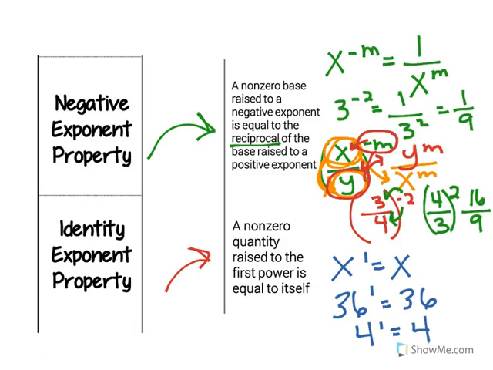So an exponent of 1 is always going to equal itself. And keep in mind, the exponent of 0 equals 1, but the exponent of 1 equals itself.